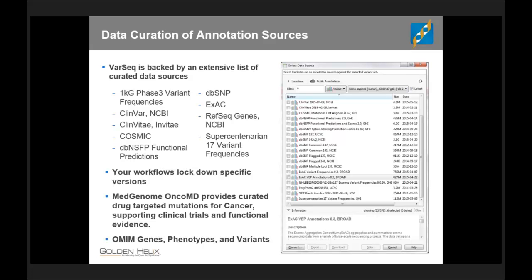Before releasing a data source to our customers, we make sure that the data is accurate and represented in a way that can be used for annotating variants. And when we find problems, we go back to the source and fix the issues we find. And we will even fix the data ourselves before making it available on our repository.